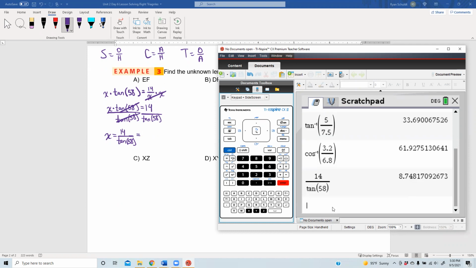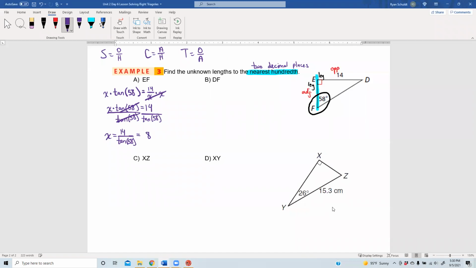.75 is what this one would be. So 8.75. That's to the nearest hundredth. So that's EF.